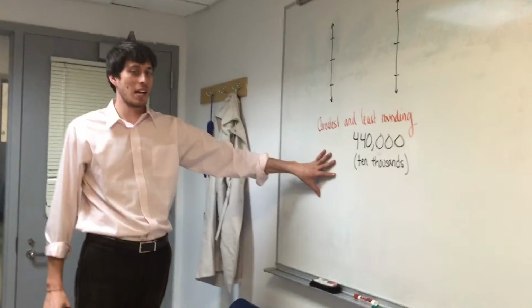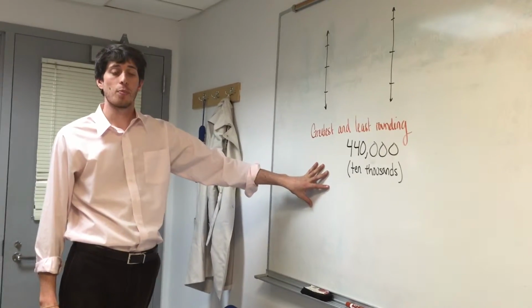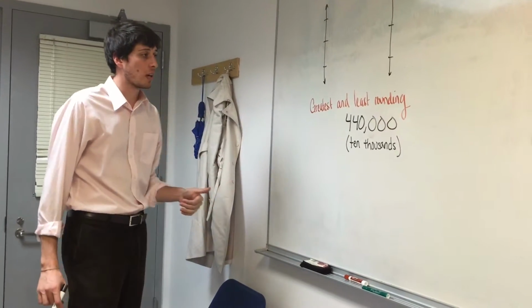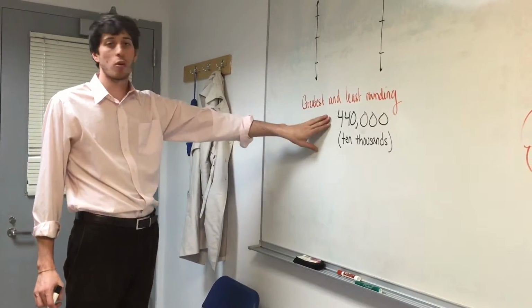This is a problem that was on the IA. That was the lowest percentage points that all the scholars got. So we're going to go over this problem real quick so we can make sure that we get it right next time. So I see the number 440,000.